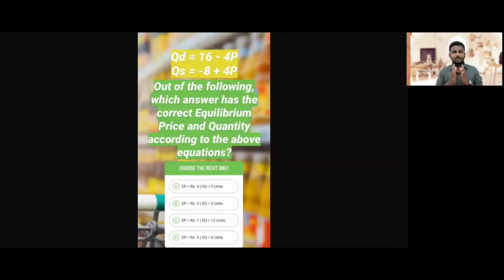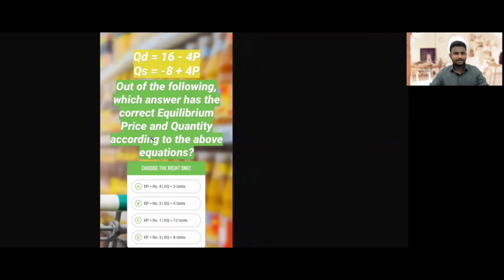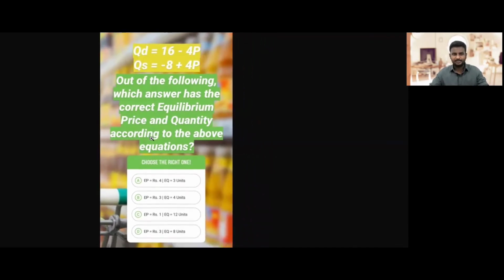Hello everyone. In this video, we'll have a look at the question we have here. So this question is about market equilibrium. As you can read, we have to find out the equilibrium price and the equilibrium quantity. So that's the task using the demand and supply equation given in the question, right?